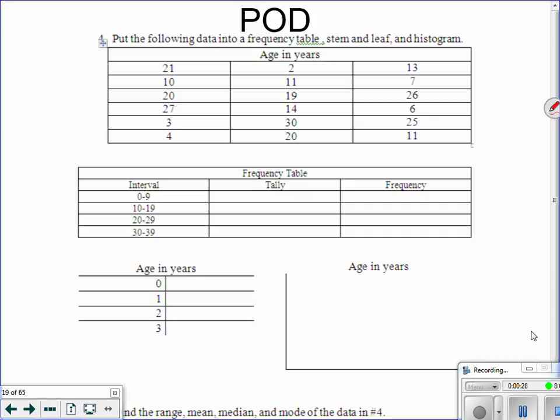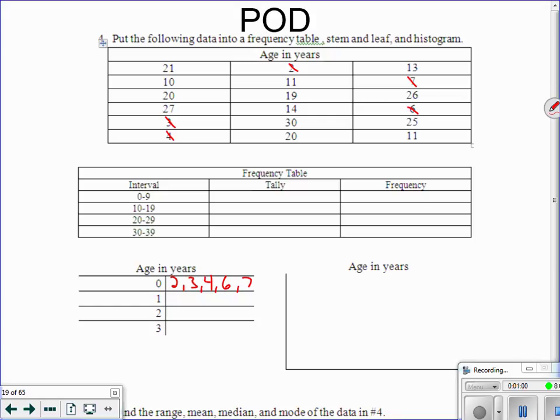So for example, if I'm making the stem and leaf plot here, I'm starting with the smallest age in that set of data. So 2 is the smallest. Then we have 3. We have a 4. We have a 6. And we have a 7.